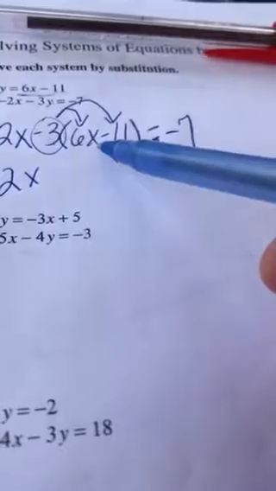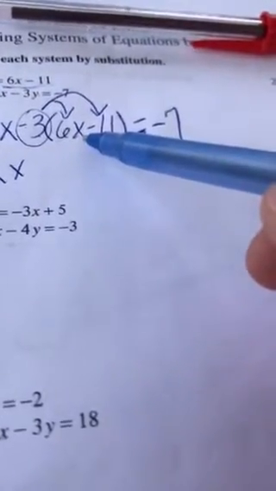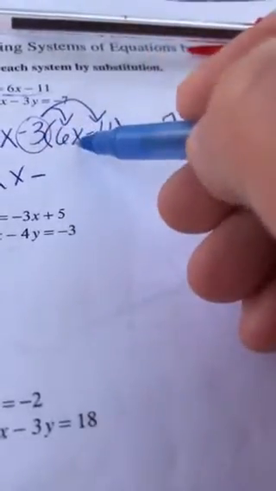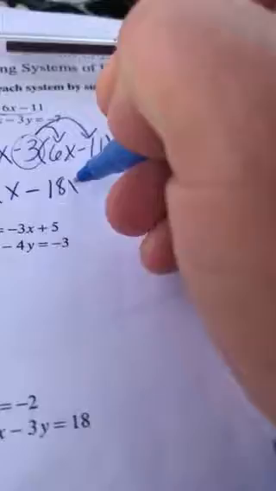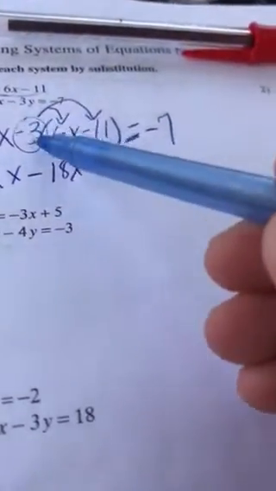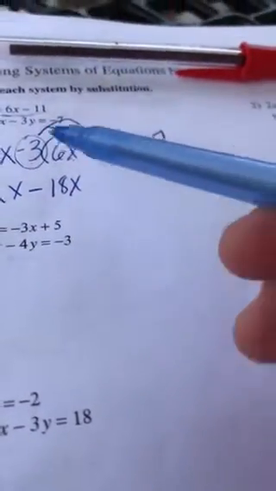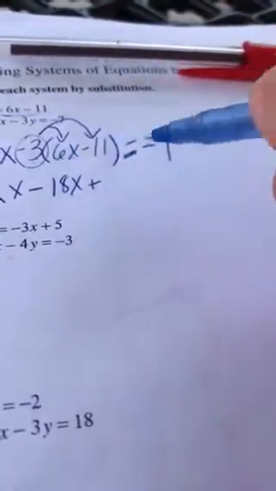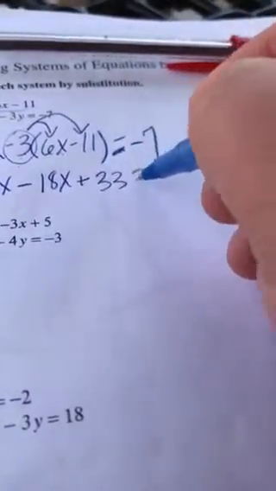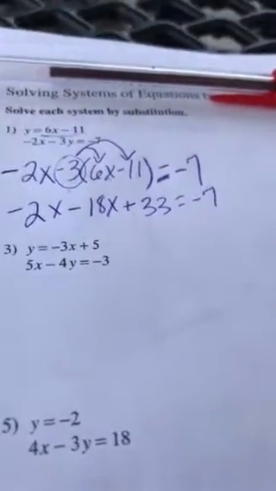Negative 3 times 6x. Well, I know a negative times a positive is a negative. And 3 times 6x, if I have 3 groups of 6x's, I have 18x's. And then negative 3 times negative 11. Don't forget, a negative times a negative is a positive. And 3 times 11 is 33 equals negative 7.